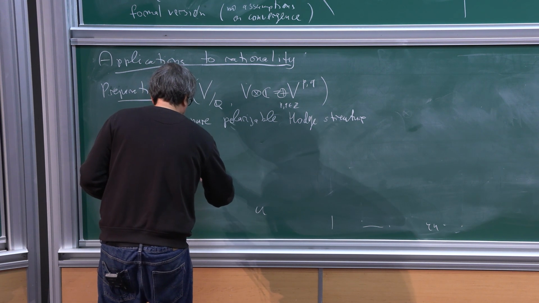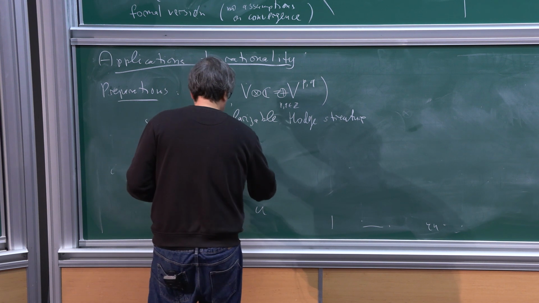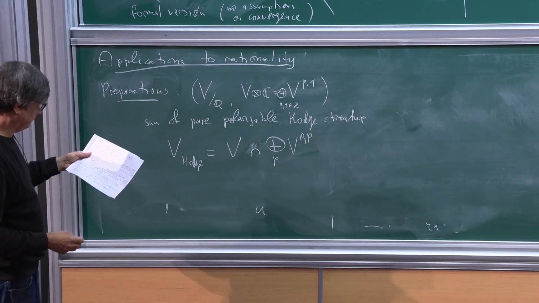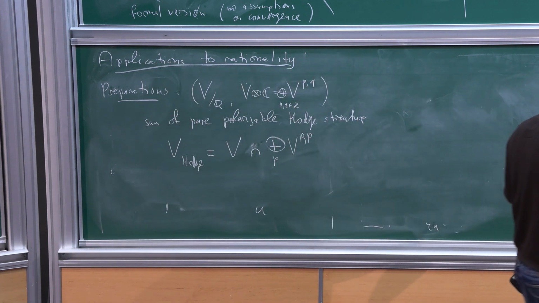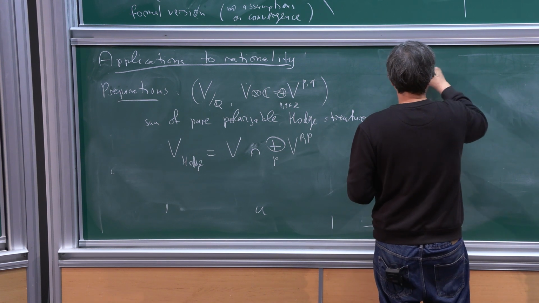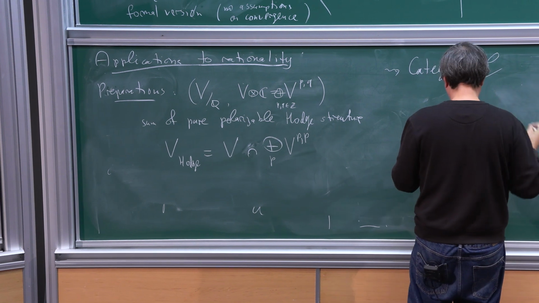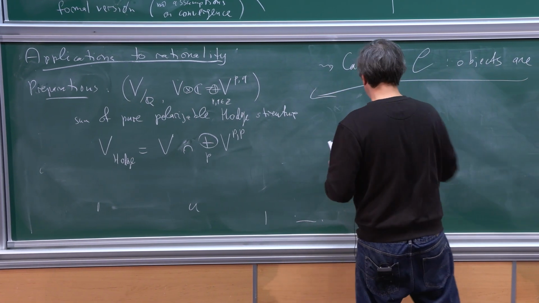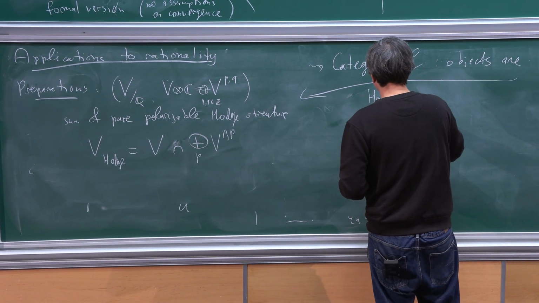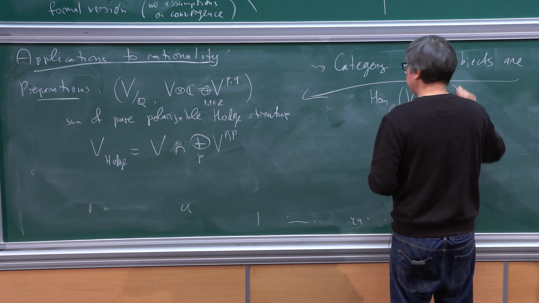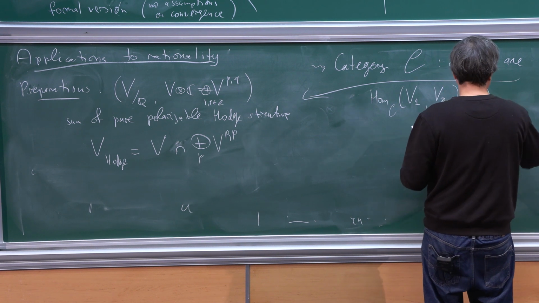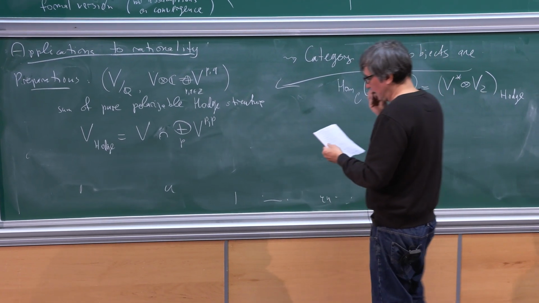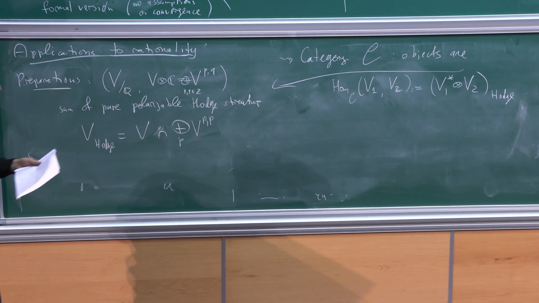Then we define the Hodge part: the Hodge cycles, which will be the intersection of V with the Hodge part. It will be a space of Hodge cycles. And now define a category, call it C. Objects are such guys, and Hom from V1 to V2, skipping all the Hodge decomposition, will be: I take the tensor product and consider the Hodge part.